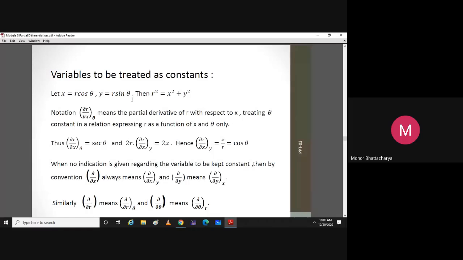2x. Cos theta, which is nothing but x by r. Okay, so let us understand it. So what I have is r square equal to x square plus y square. I want ∂r/∂x. So differentiate both sides with respect to x, treating y constant. So derivative of r square is 2r into ∂r/∂x is equal to 2x, and derivative of y square is 0 because y is constant. So ∂r/∂x is equal to x by r, and x by r is nothing but cos theta. All right.